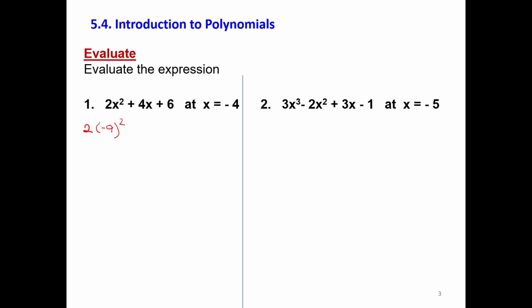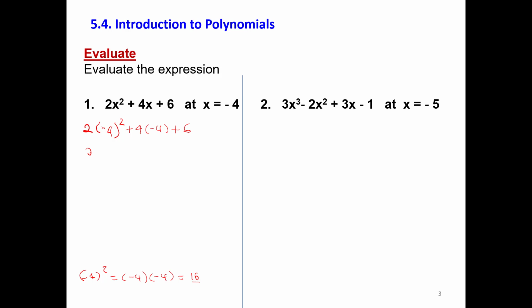This is -4, plus 4 times -4, plus 6. Now we need to remember that -4 to the second power is -4 times -4. Negative times negative is positive. 4 times 4 is 16. So -4 to the second power is 16.